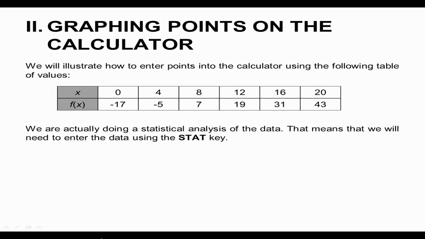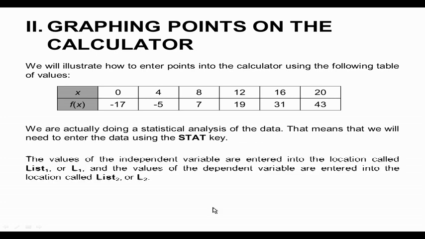So the values of the independent variable are entered into the location called list 1, which is abbreviated as L1. And the values for the dependent variable are entered into list 2, which is abbreviated L2. By default, that is what your calculator does. X values in L1, Y values or functional values in L2. That's the default.